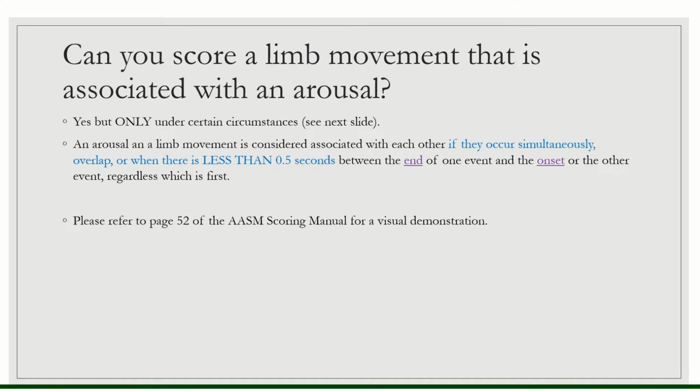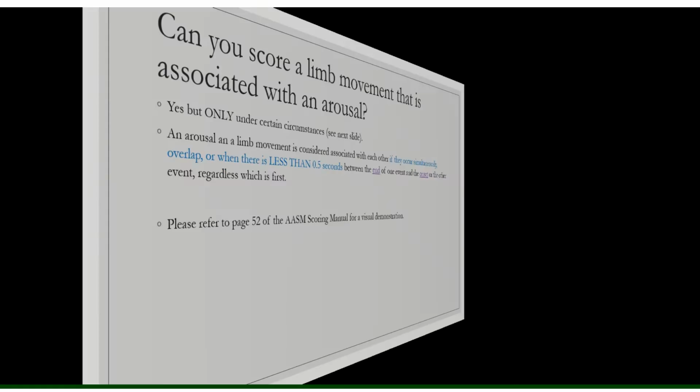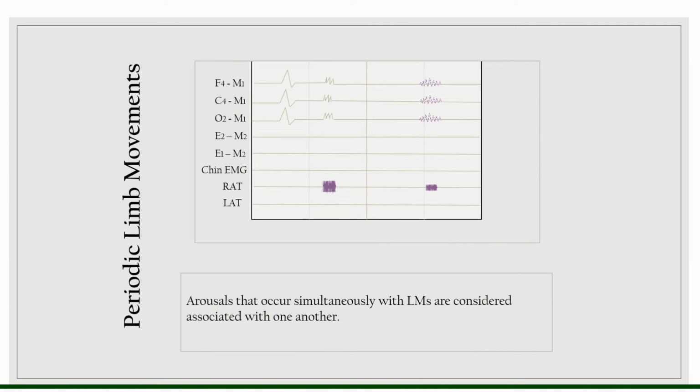All right, refer to page 52 of the AASM scoring manual for a visual demonstration. I'm not sure if that's the AASM scoring manual version 2.5 or version 2.6, but it should be right around those pages so that you can get a visual of what we're talking about. But this is something similar that you're going to see in your AASM scoring manual.